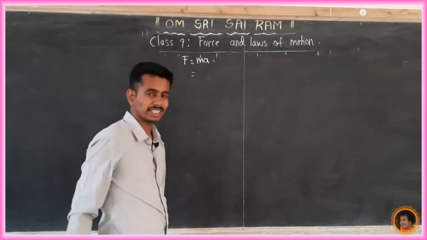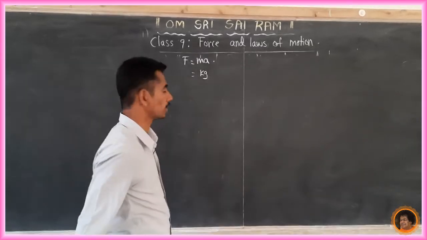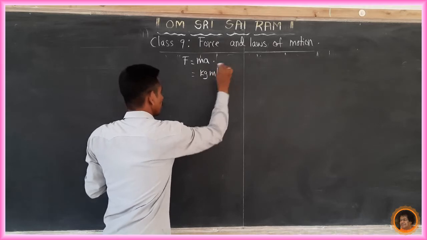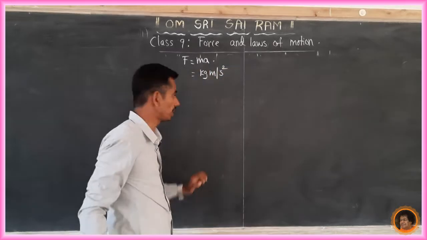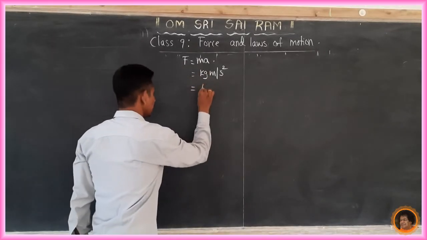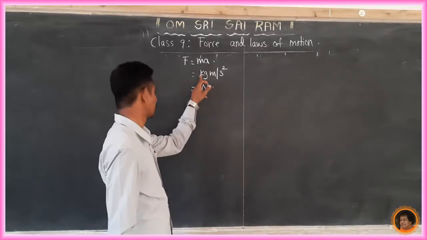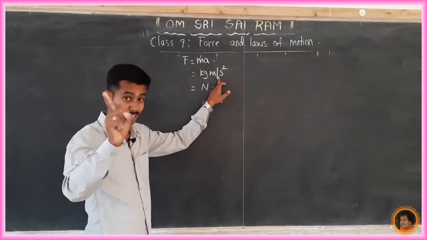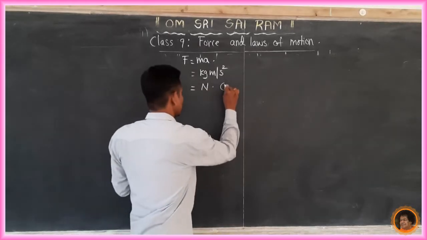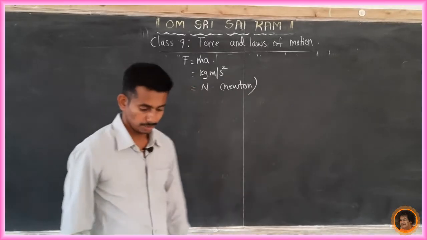What is the SI unit of m? Mass. It is kg. What is the SI unit of acceleration? It is meter per second square. So, kg meter per second squared is the SI unit of force, or we can write it as Newton. So, what is the SI unit of force? Kg meter per second squared, or Newton. This is the SI unit of force.